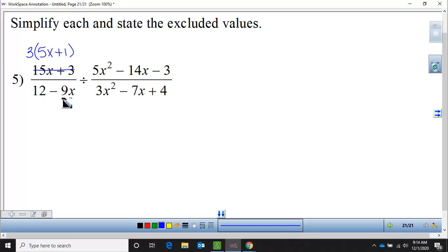(12 minus 9x). What do these 2 terms have in common? They are also divisible by 3. When I divide 3 into each of these terms, I'm left with 4 minus 3x.